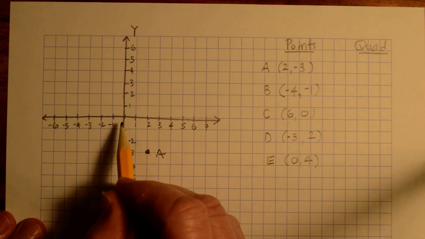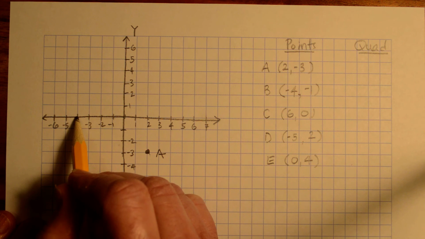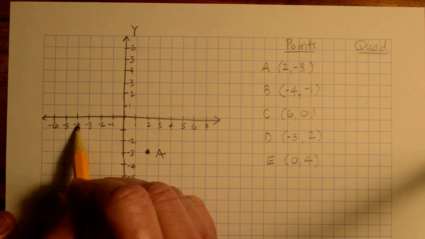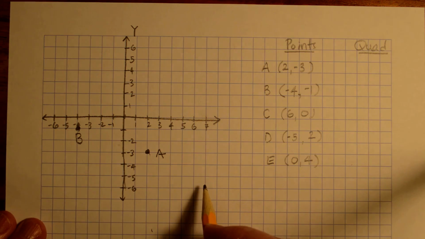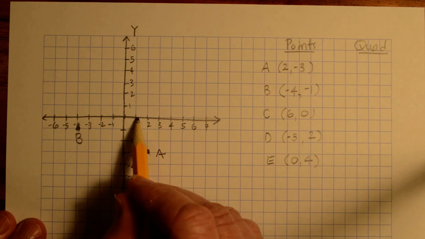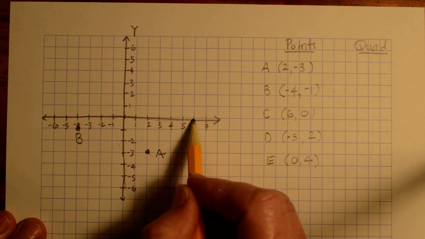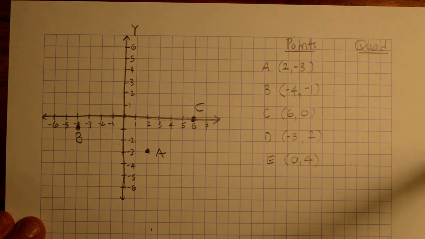Point B, you would go -4 in the x direction. So from the origin, go left, and then down -1. Right, so that would be point B. Point C says go over 6 in the x direction, but don't go up or down. That's 0 on the y. This would be point C.